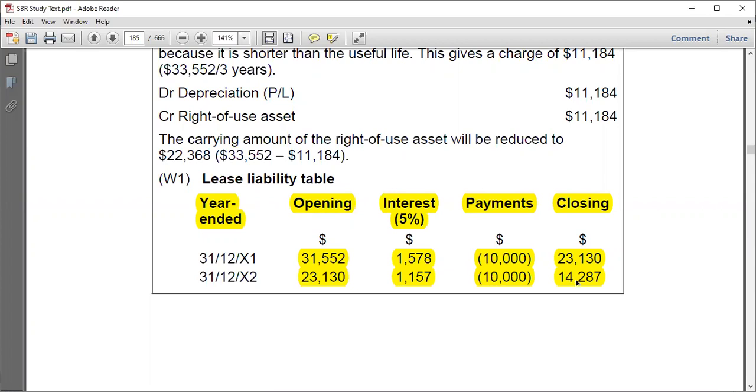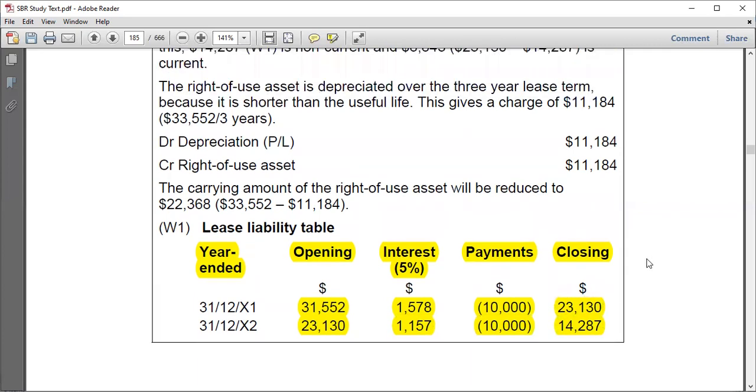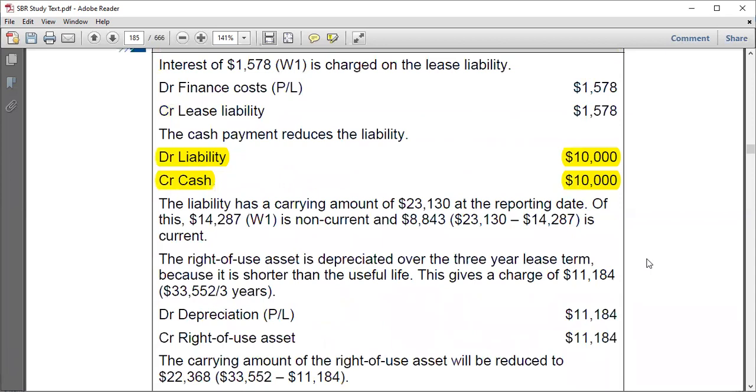So the non-current component should be 14,287, and the current component should be the difference between this top figure and this bottom figure. Just like that, and you are done. No complication, it's just normal. That's why they're saying the liability has a carrying amount of this figure at the reporting date. Of this, they are going to specify 14,287 is non-current, and the remaining is the current component. Right? Just like that, no worries. By doing that, you have completed everything of the non-current liability part.